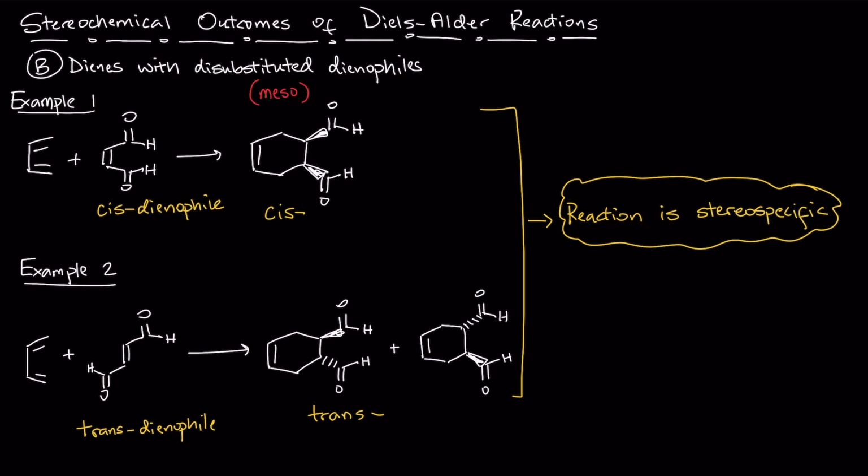And so what this tells us is that for the scenario when we're using disubstituted dienophiles, our Diels-Alder reaction is stereospecific. And all that means is that the stereochemistry of our reactant dictates the stereochemistry of our product. Okay? And so you can almost track it. Cis goes with cis and trans goes with trans in our stereochemical outcomes with disubstituted dienophiles.